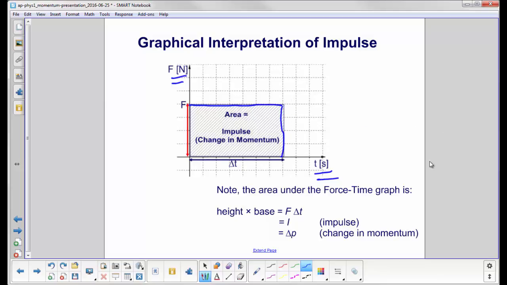We have a rectangle. The area under this graph would be the vertical height, which is F. The horizontal is delta t. So the area is just merely height times base, which is equal to F delta t, which equals I, which is our change in momentum. So by finding the area of this shaded piece here, we can find the change in momentum due to that force.